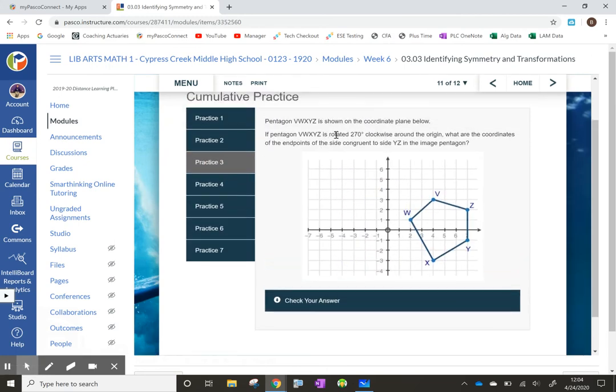All right, so this one is rotated 270 degrees counterclockwise. It wants the coordinates of the endpoints for Y, Z in the image, or in our case, it'll be Y prime, Z prime. So 270 degrees. Let me snip this and we'll work it out real quick.